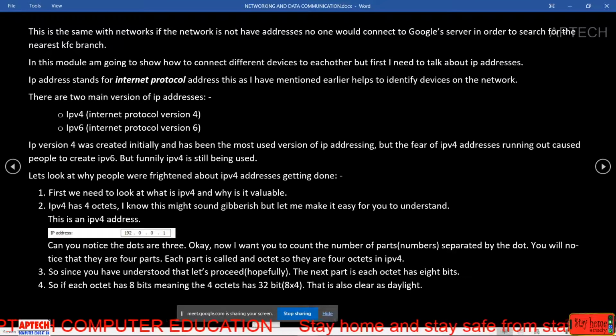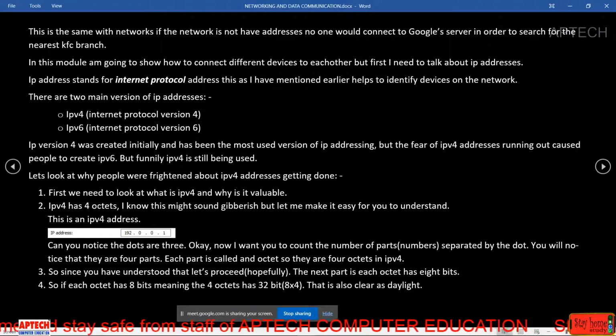So there are two major types of IP addresses, the main versions: IPv4 and IPv6. Now IPv4 was the first and is still being used right now. IPv6 is being used, but silently. Should we call it a silent investor? That's the IPv6. It's more of like a silent investor.